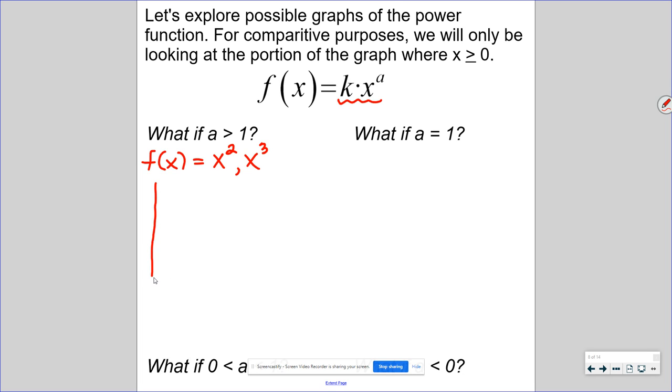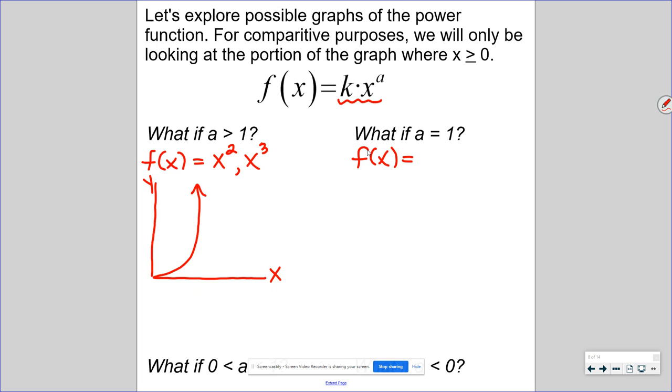Okay, but we're going to do something interesting. We're just going to look at the first quadrant of the graph. So x squared is a parabola, which is a U shape. X to the third is kind of like an S curve, if you will. But in the first quadrant, they both look like each other. They both have that little curve look to them. So just in the first quadrant, both x squared and x cubed would resemble this general shape.